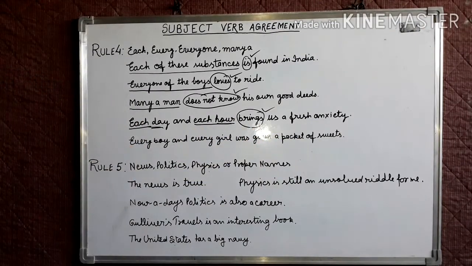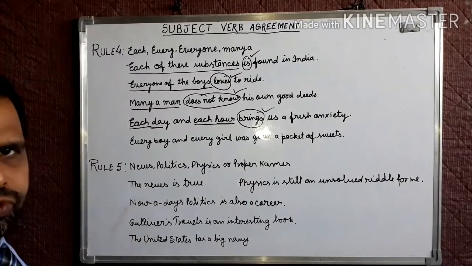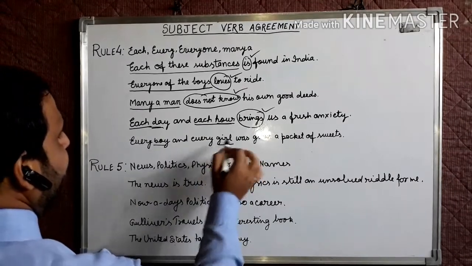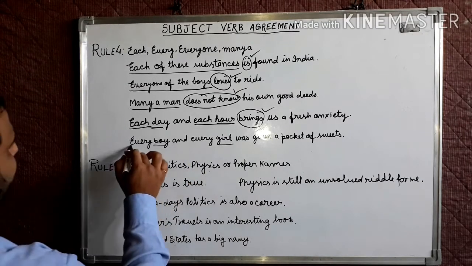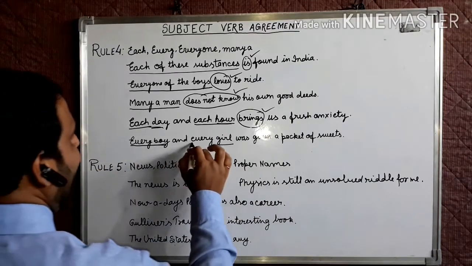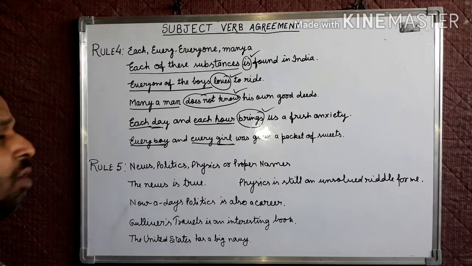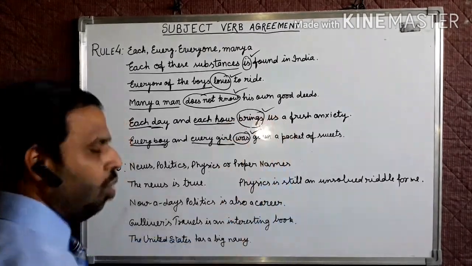Then the last sentence in this rule is: every boy and every girl was given a packet of sweets. The same here: boy and girl, no doubt singular nouns joined with and, but they are determined with every boy and every girl. So that's why the verb will be in singular number, and the verb is was.